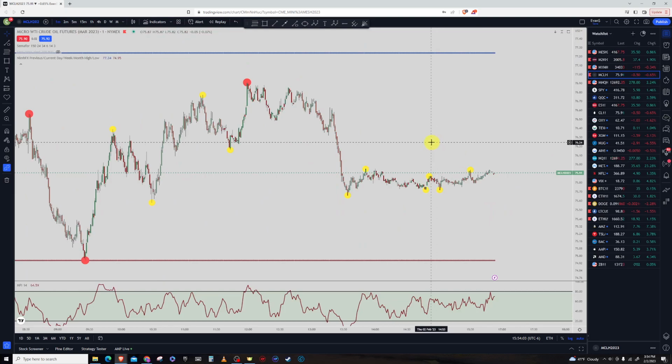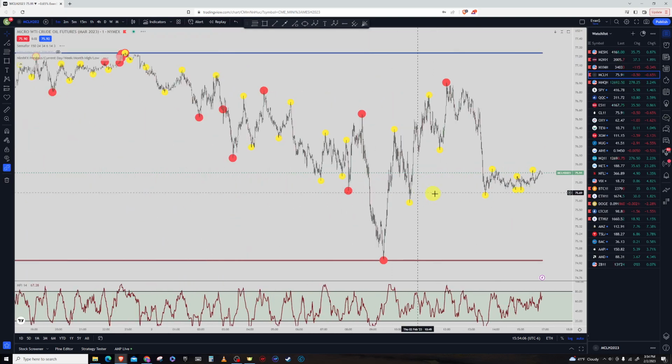Going over here to the 1 minute chart to see if there are any potential trades. There aren't really any potential trades I'm looking for right now.